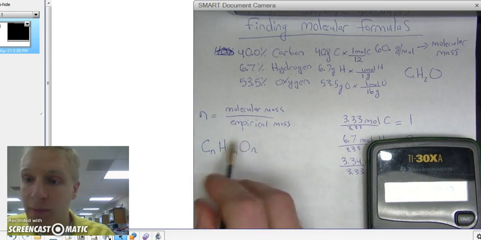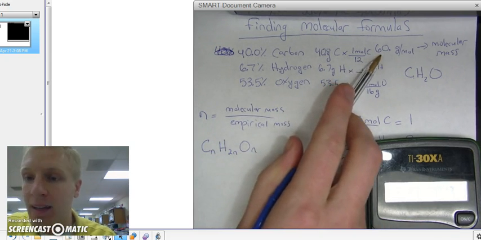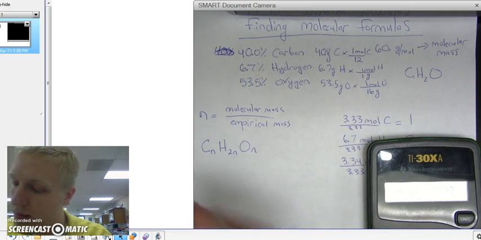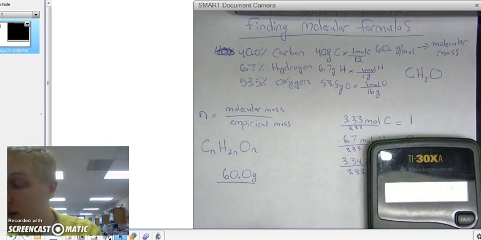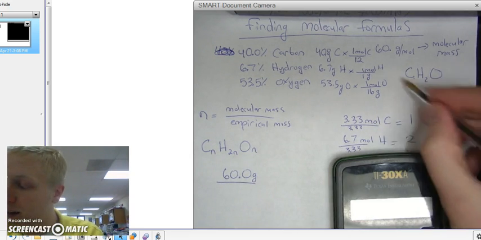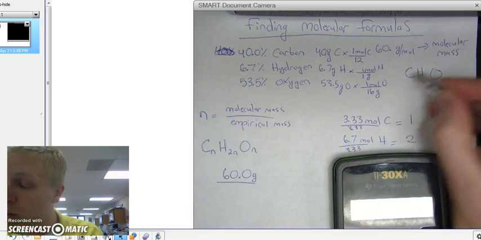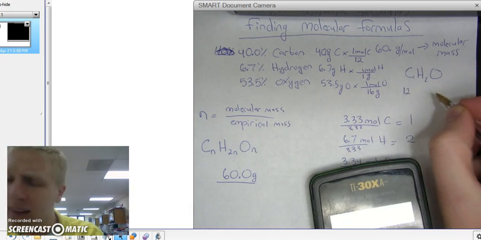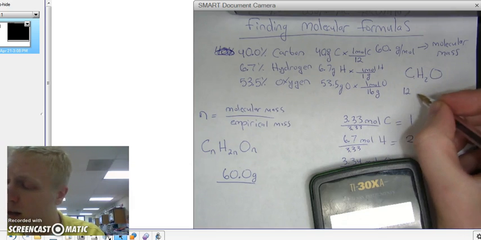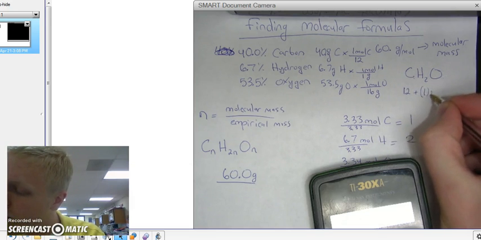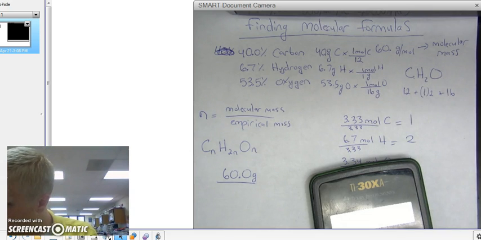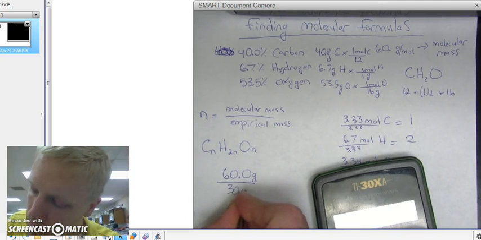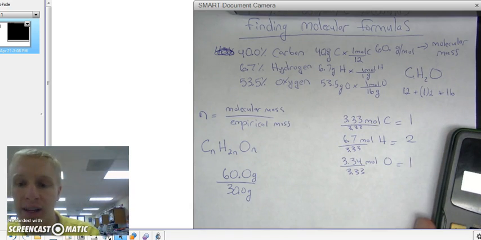Alright, my molecular mass is always going to be given to me. Here it's 60.0. That's my molecular mass, 60.0 grams. I'm then going to divide it by my empirical mass, so I've got to find the molar mass of my empirical formula. I look at the atomic mass in the periodic table and I find that carbon is 12, hydrogen is 1, but there's 2 of them, and oxygen is 16. 16 plus 2 plus 12, let's add that up, 30. So my empirical mass is 30.